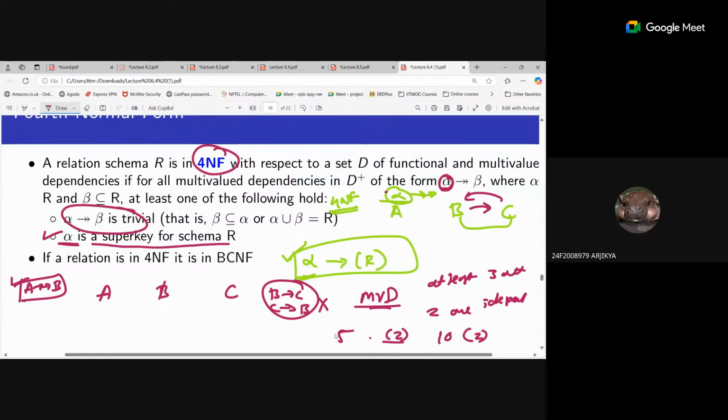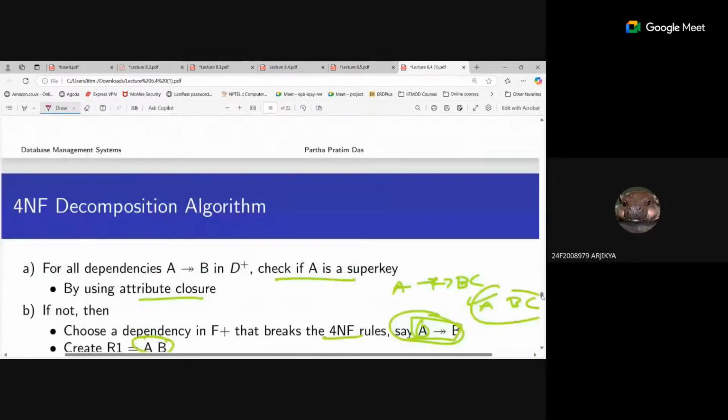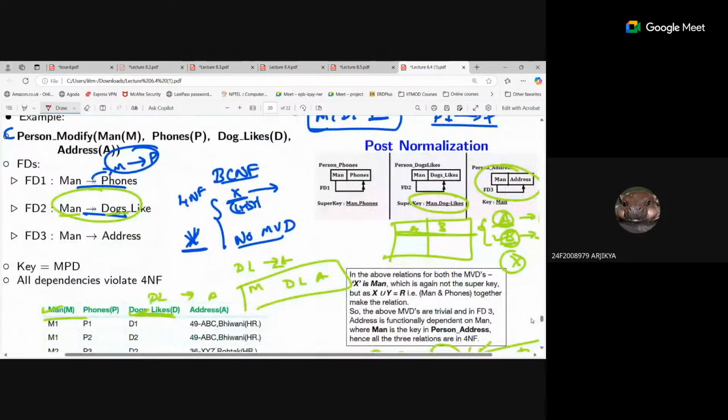First, the relation is in 4NF. The previous were the conditions to check whether there is an MVD. When we have an MVD, we break it into 4NF, and these are the conditions to check if the relation or schema is in 4NF or not. Alpha multi-determines beta is trivial is a condition for 4NF, or alpha is a super key for schema R. In the man dog like situation, we have three tables: man multi-determines dog like, and the other one is man determines that. Just see it carefully.